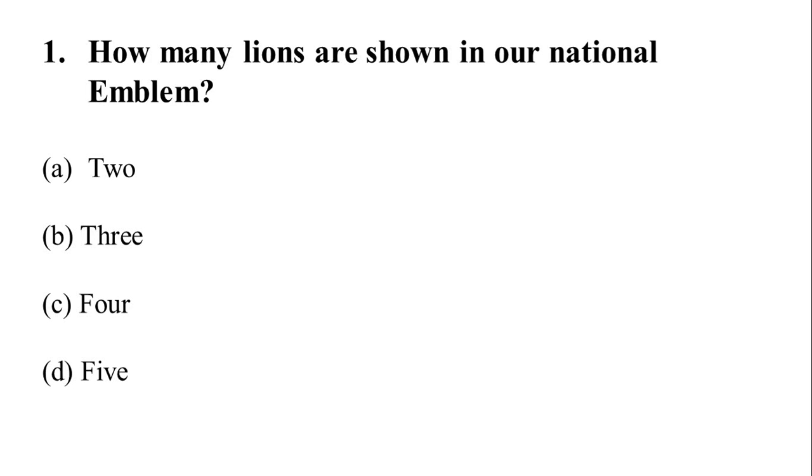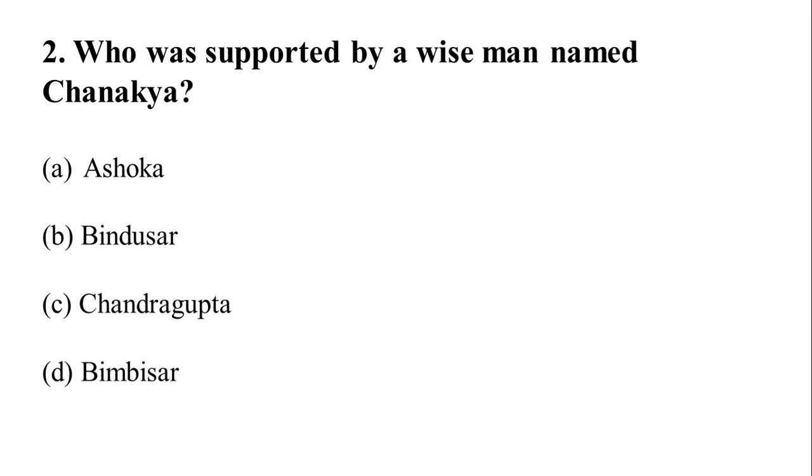Question 1. How many lions are shown in our national emblem? Option A 2, option B 3, option C 4 and option D 5. Yes, you are correct. Your answer is option C, 4. Question 2. Who was supported by a wise man named Chanakya? Option A Ashoka, option B Bindusara, option C Chandragupta and option D Bimbisara. Your correct answer is option C, Chandragupta.